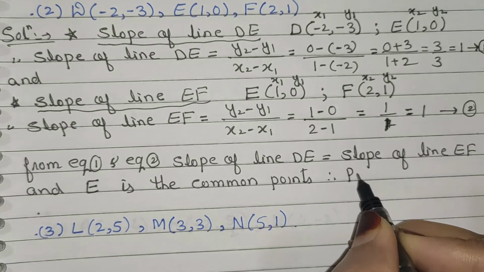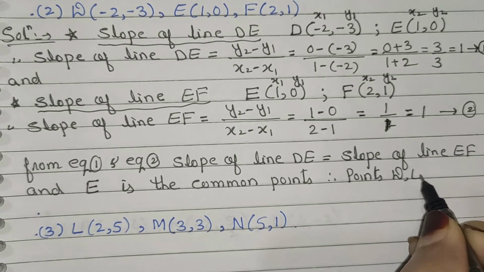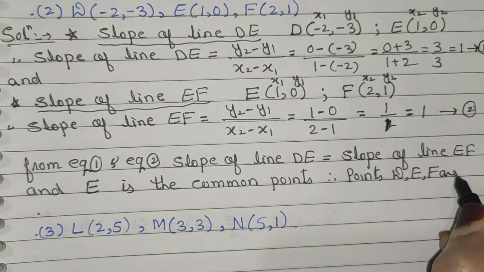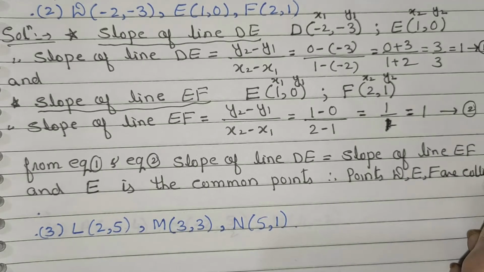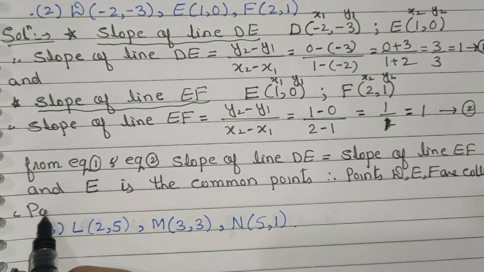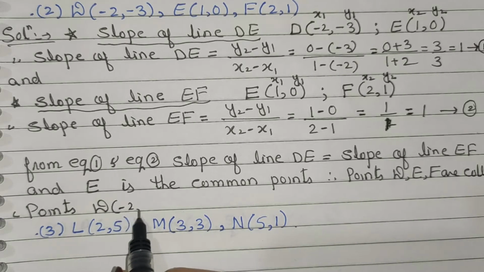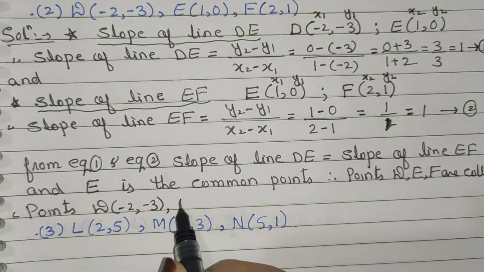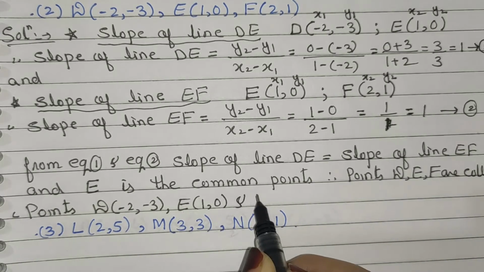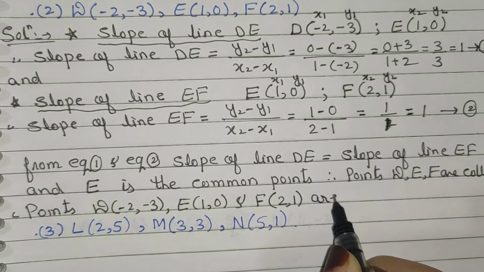Therefore points D, E, F are collinear. Therefore write down the answer. Points D (-2, -3), E (1, 0) and F (2, 1) are collinear.